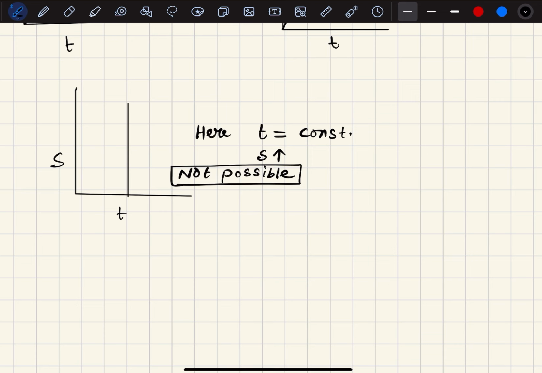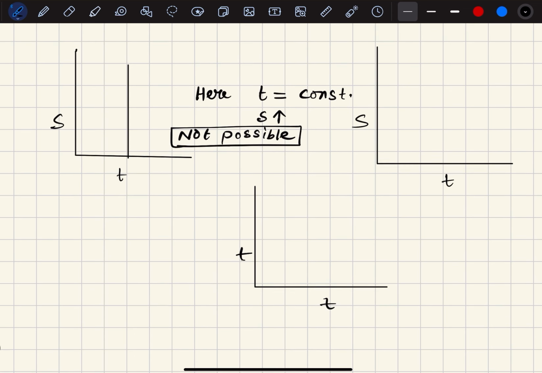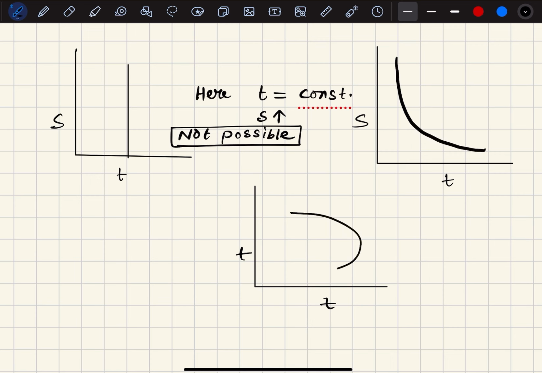Let us go for another one. Let us see if this is possible or not. So see, the first one, as the time increases, what is happening here? Time is increasing, distance is decreasing. Is this possible? You may say, yes sir, it is possible. Time is increasing, body is coming towards me.